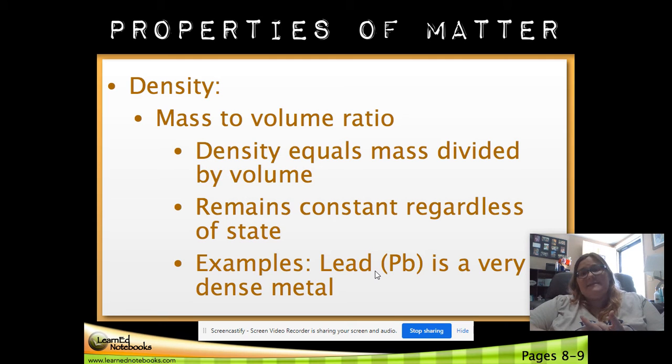It remains constant regardless of the state. Whether you have that cup of water or that gallon of water, water is made of water. So it's going to be easy enough, the same way to move through it. Lead is a dense metal. Lead is tightly packed. Sound can travel very quickly through lead.